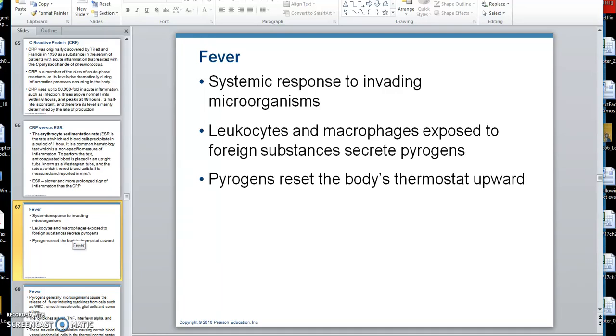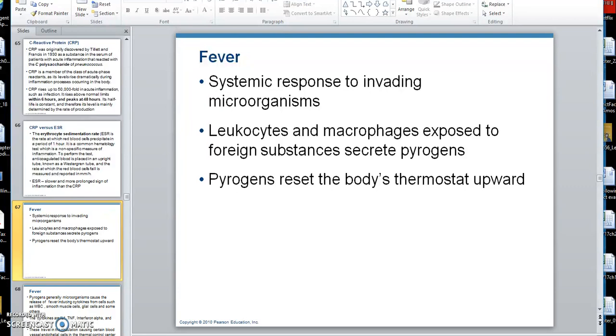Okay, now we're going to discuss something that all of you have obviously heard of, and so we're going to talk on a physiologic basis. This is another second line defense called a fever. Fever is an archaic process. Even with lower forms of animals, fevers occur.